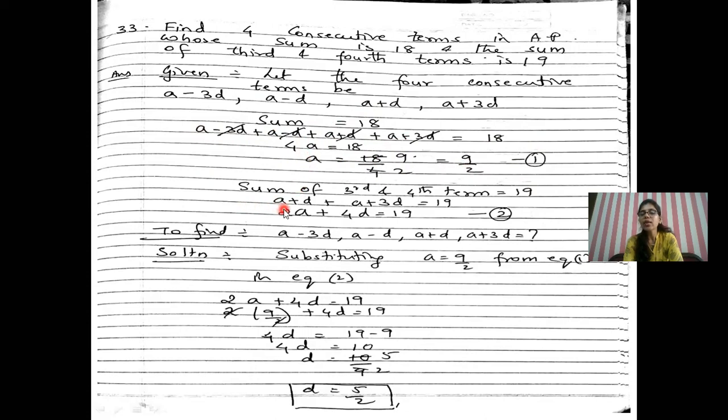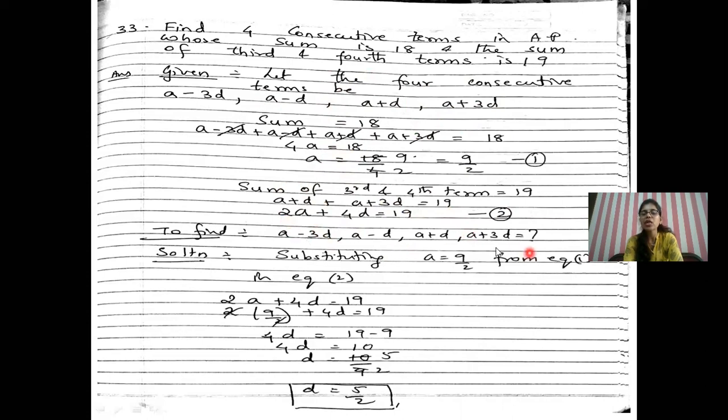Now it's said the sum of the third and fourth term is 19. As you can see, in the third place the term which is written is a plus d. In the fourth place the term which is written is a plus 3d. So when you add these two terms, a plus d and a plus 3d, it becomes 2a plus 4d is equal to 19. Okay, so this part is the given thing. Whatever is given, accordingly we frame the equation and we keep it ready.